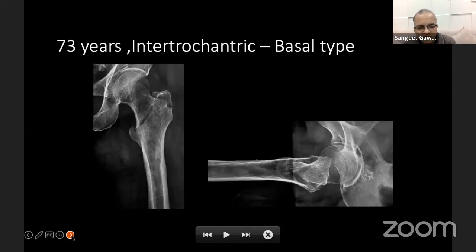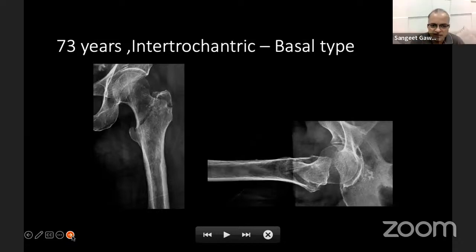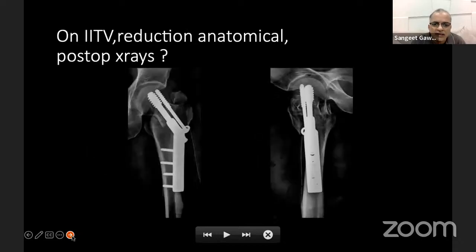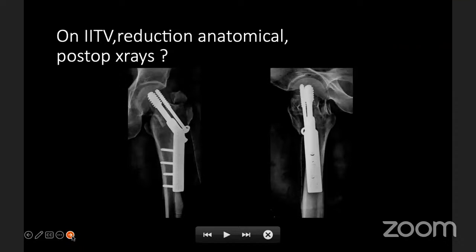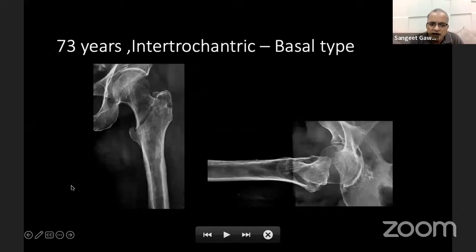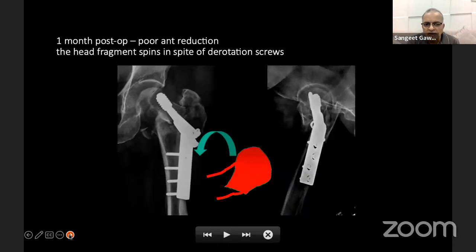Now you can see here, this is a simple undisplaced fracture. Once you reduce it, you can use any implant, either intramedullary or extramedullary. And this is the end result. I don't have the intraop picture, but believe me, it was reduced anatomically and this is how it was fixed. But we didn't take care of the anterior reduction here, and that is why there was an uncontrolled collapse and that led to a failure.